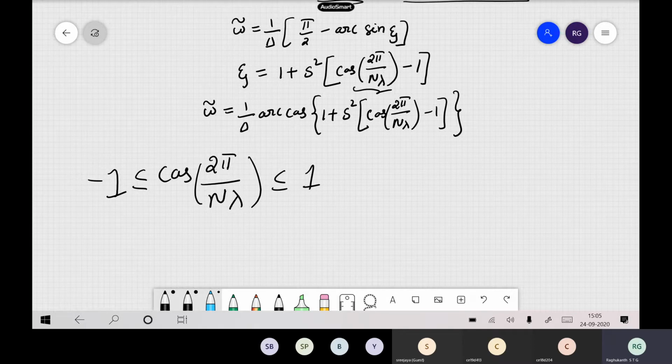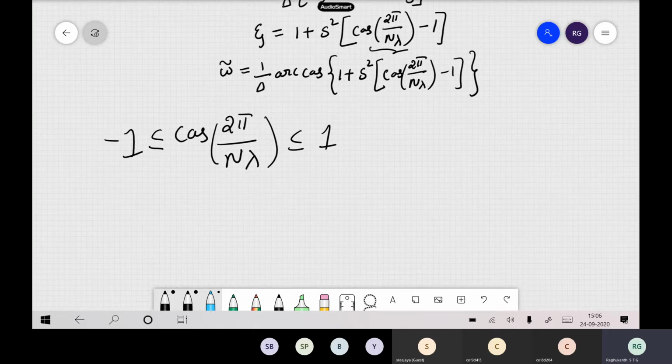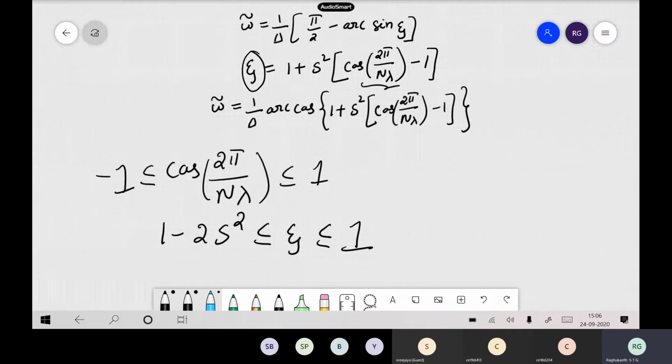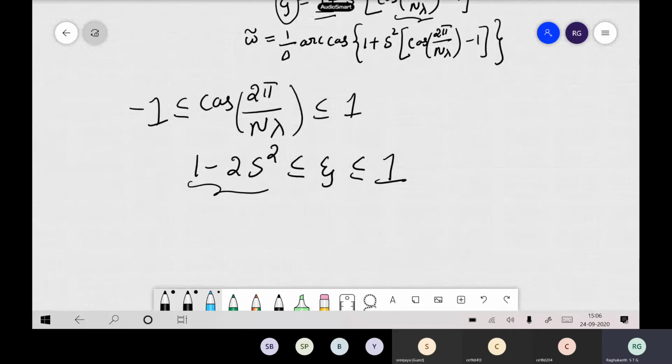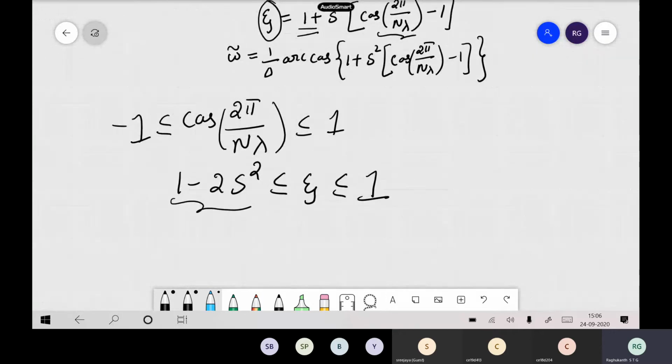Which means you can write psi as 1 minus 2 s square, because cos of 2 pi by n lambda can go from minus 1 to plus 1. If it is minus 1, then minus 1 minus 1 is minus 2, so 1 minus 2 s square will come. If cos of 2 pi by n lambda is 1, then 1 minus 1 is 0, so psi will be 1 itself. So psi basically lies from 1 minus 2 s square to 1 itself.